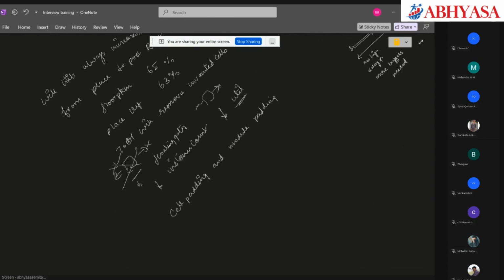What is cell padding? Anyone? Or sorry, I think or cutoff, guys, it is keep out margin, right? Keep out margins. We will call it halo also, sir. Halo also, fine. Whatever name you call it. What is the meaning of halo, cell padding, keep out margins?